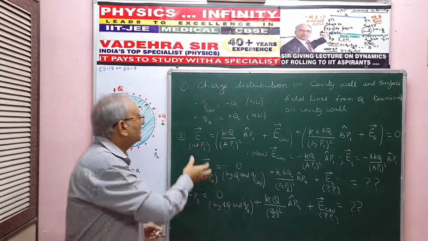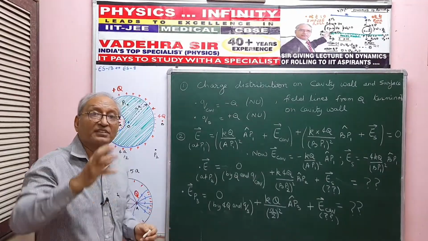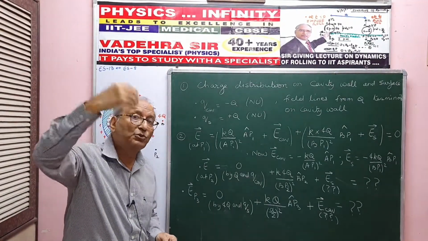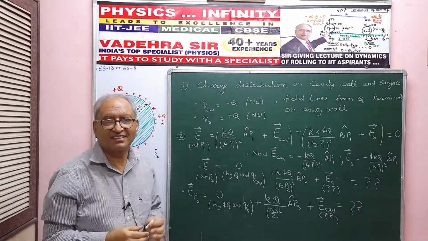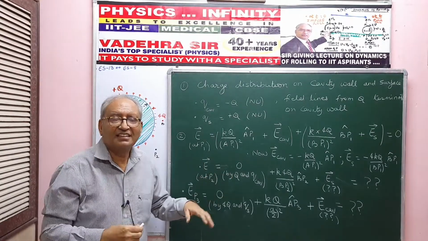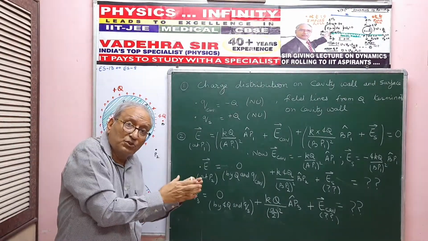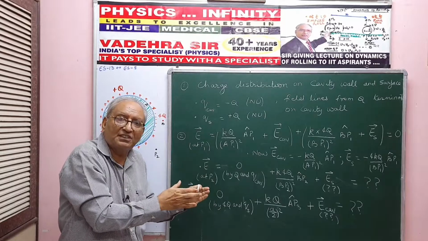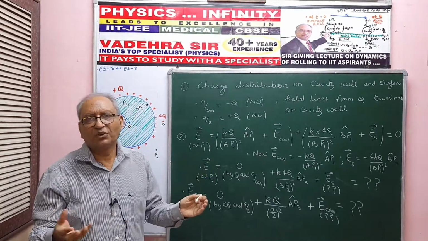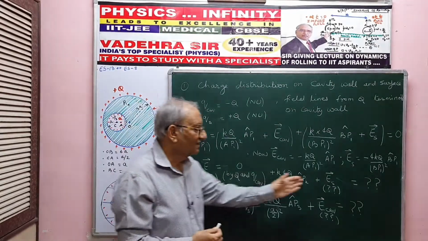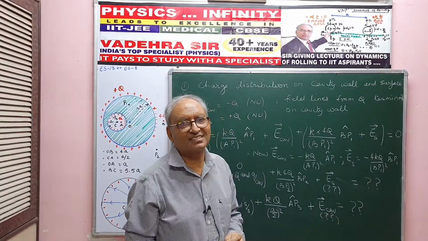Yes, if QS was evenly spread, then it would have been okay. Why? Because then I would have taken the charge for outside points concentrated at the center. But that is not the case. The charge on the surface is non-uniformly spread. So its field contribution at P2 cannot be evaluated. So overall, the overall field at P2 will remain a question mark for us.